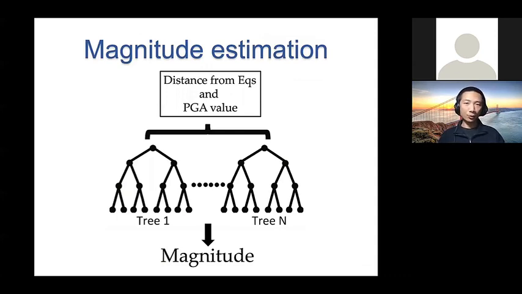After we detect the earthquake, we also need to estimate the magnitude. The magnitude estimation is determined by a random forest regressor. You can think of it as a very non-linear way to estimate the magnitude, by inputting the distance from the earthquake and the PGA value, which is the peak ground acceleration measured from the phone. Then you can estimate the magnitude of the earthquake from the data we collected.